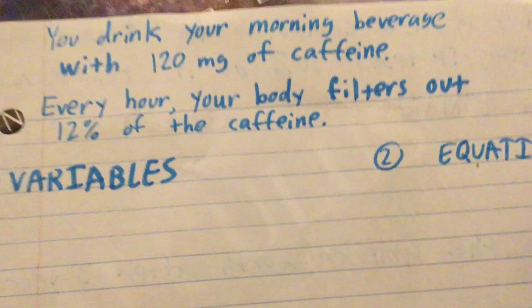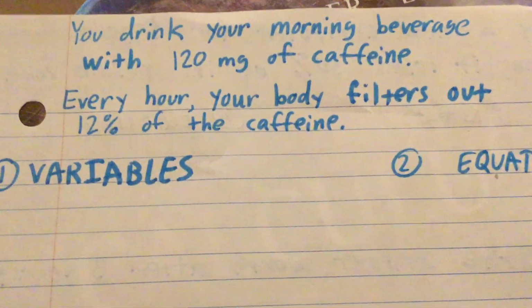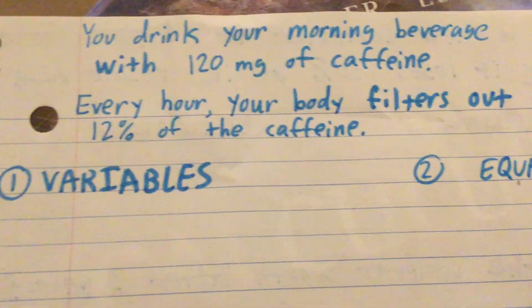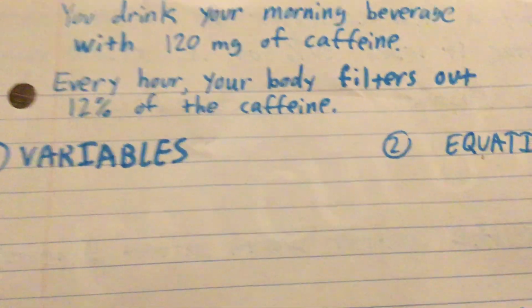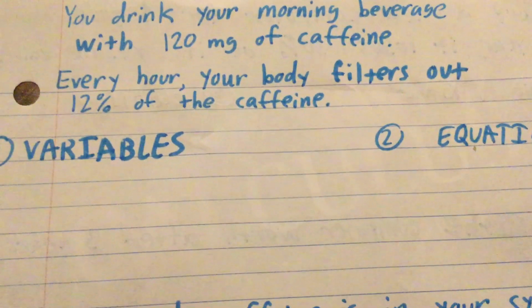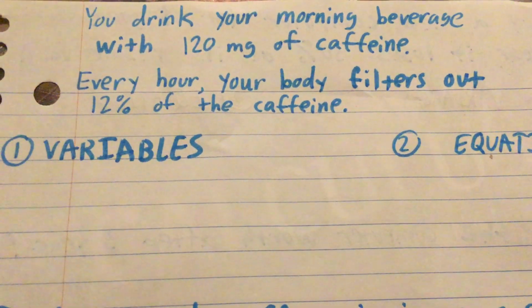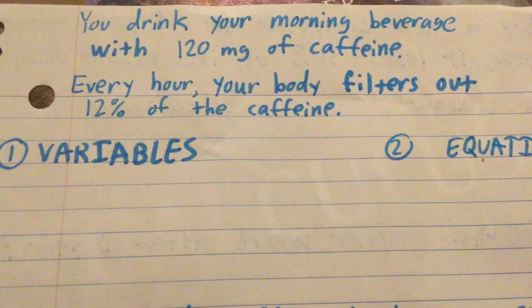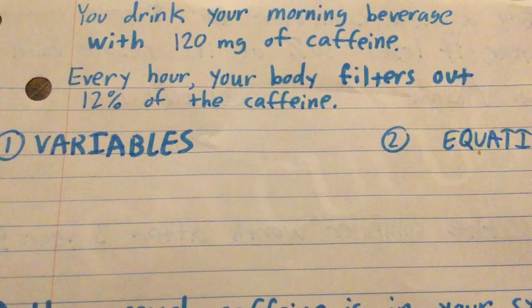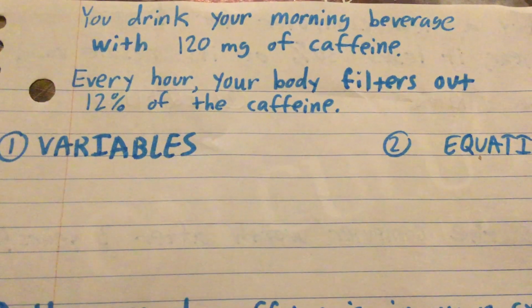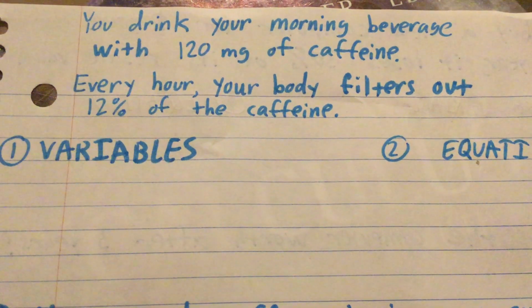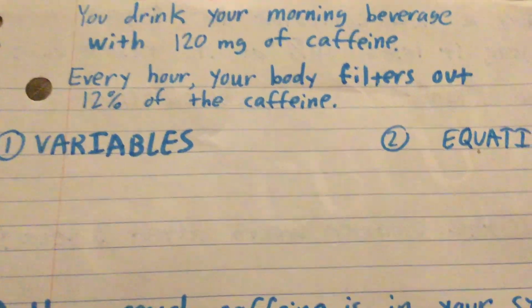Okay, so let's think about this logically. So you drink your coffee or tea or whatever. Either way, your drink has 120 milligrams of caffeine in it. Every hour you lose the caffeine in your system. So is this going to be a word problem of exponential growth or exponential decay? It's going to be a word problem with exponential decay.